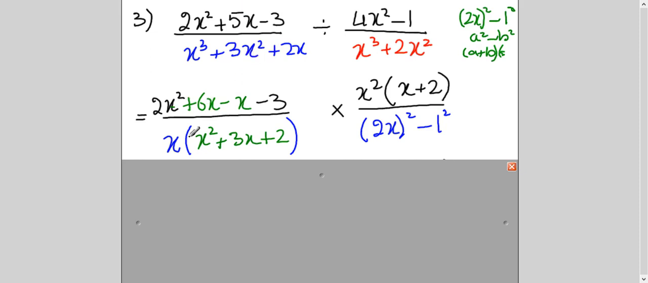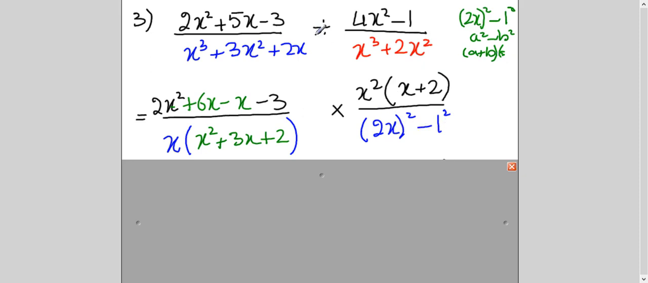In this case, I have simply taken x out. So it is x squared plus 3x plus 2, right? Here you could do what I have explained to you here, 2x plus 1, 2x minus 1, which I have explained to you here.